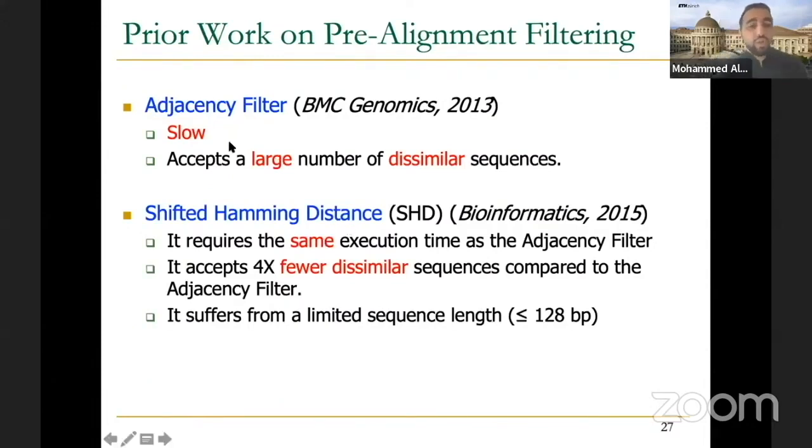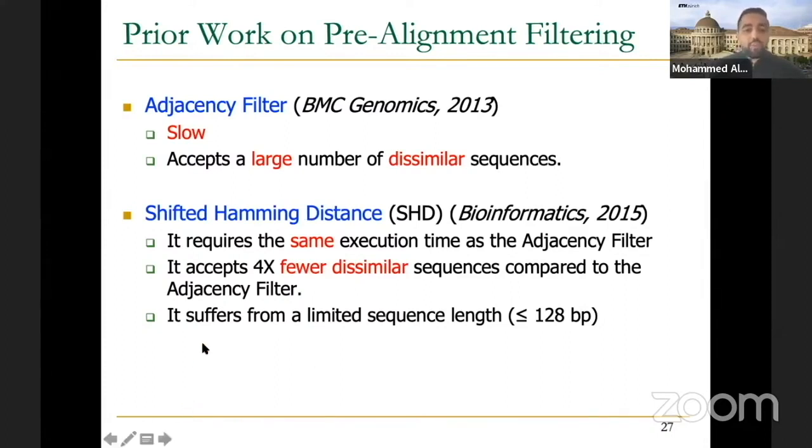Adjacency filtering is slow, but accepts a large number of dissimilar sequences. So both of them are disadvantages for the algorithm since they do false accept, and it's also slow when you do the comparison. And shifted Hamming distance is the original algorithm. They don't apply Hamming distance in the beginning, for example. So they lose some of the computation and they lose some of the benefits. That's why they accept more pairs as false positive or false accept.